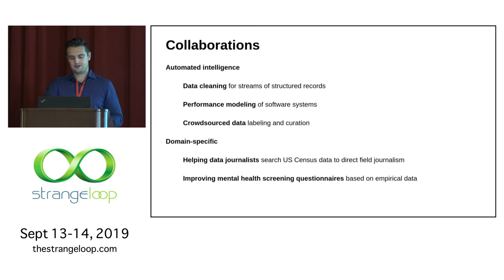In terms of domain-specific collaborations, we are already helping data journalists search census data to direct field journalism. And we work with mental health experts to improve mental health questionnaires based on empirical data. The reason is, if you want to really diagnose a patient with mental health issues, what you have in theory to do is expose them to 10, 20 questionnaires, meaning you have to ask them 1,000 questions, and that never really works. So they want us to look at their data and understand what questions they should really ask. Where are the predictive relationships, statistically speaking?